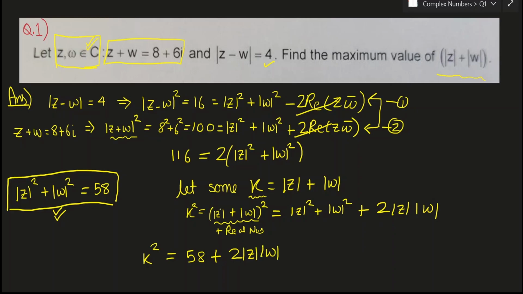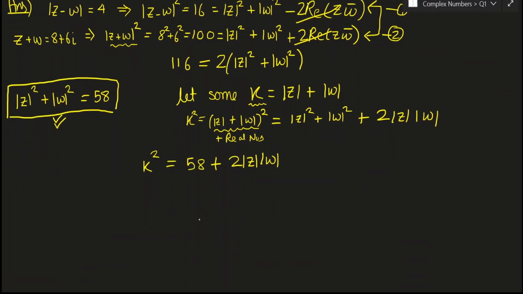Okay, so I need to find the maximum value of k here, right? I have to maximize k, which means I have to maximize k square. So this means since this is a positive number, mod z is positive, mod omega is positive, I have to find the maximum value of this here.